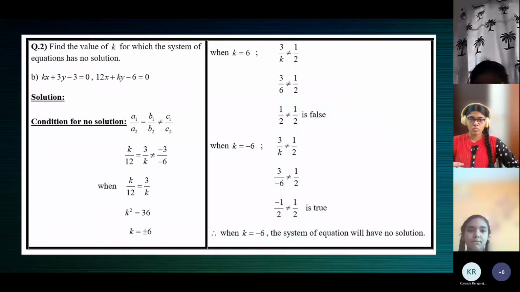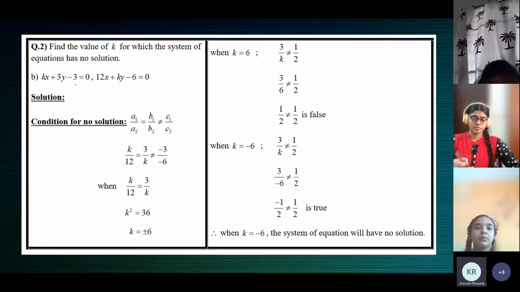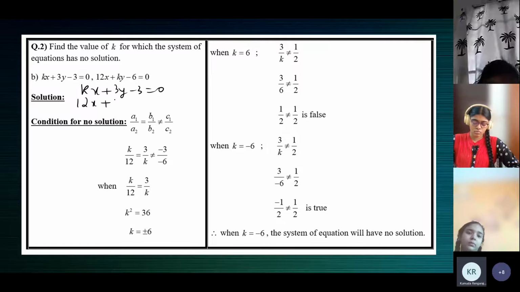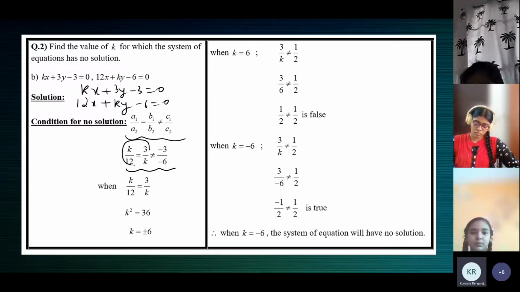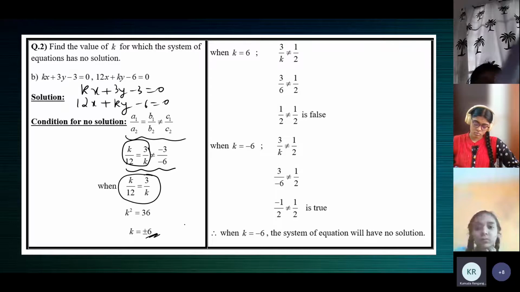Next one. So the equations are already in the standard form. You can see them. Kx plus 3y minus 3 is equal to 0. 12x plus ky minus 6 is equal to 0. They are already in the standard form. Condition for no solution. This is the condition. Substitute the values. So now you'll have to equate this. K by 12 is equal to 3 by k. Equate this. So you get k square is equal to 36, or k is equal to plus or minus 6.